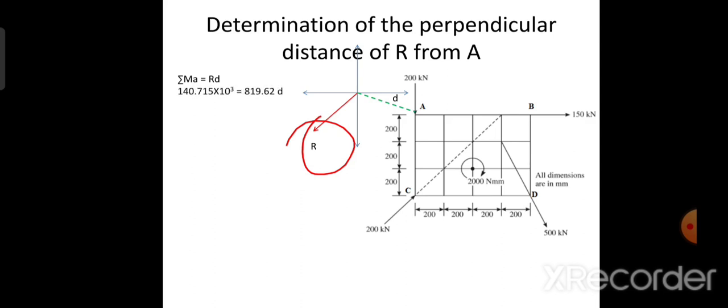Therefore, d is calculated as 171.68 mm. With reference to the reference point A, the resultant is at a distance of 171.68 mm with respect to point A. That is the inference with reference to this sketch.